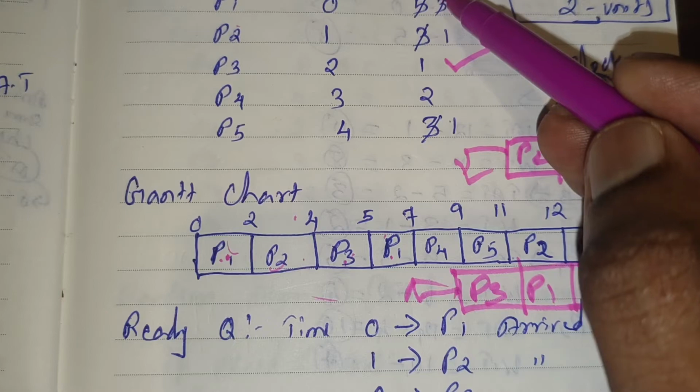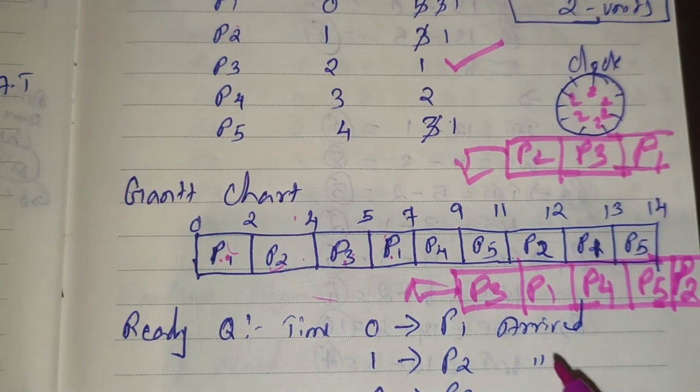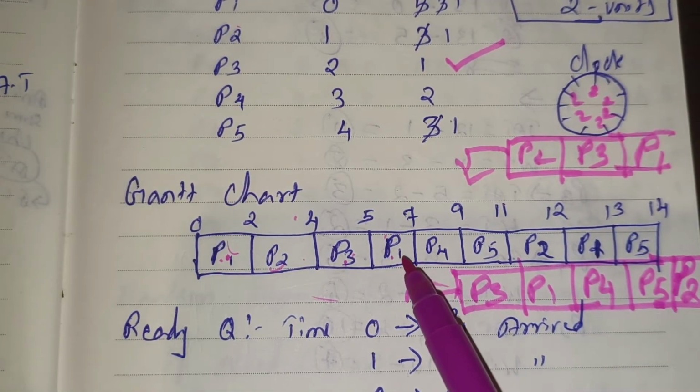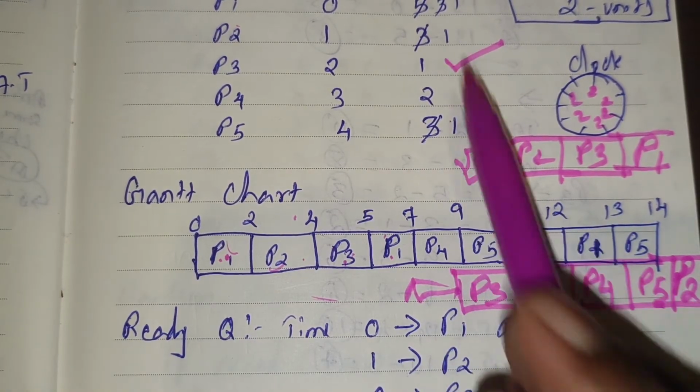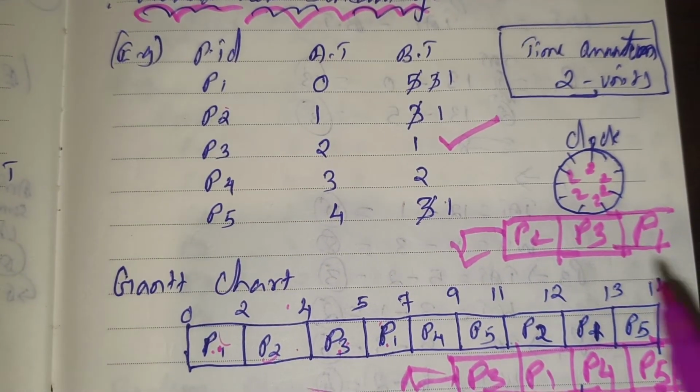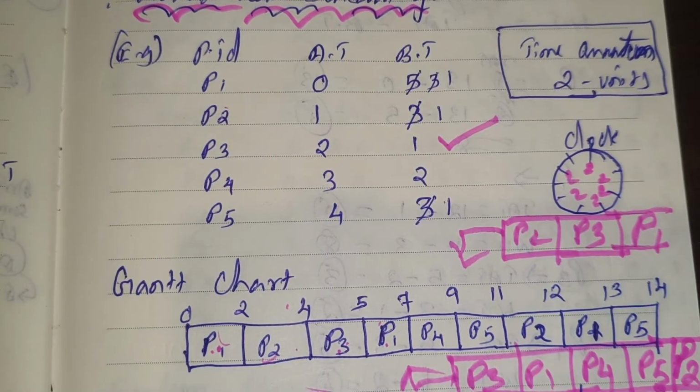By the time it has 3, now it has become 1. So this process P1 has yet to complete one more burst time. You can check it over here. Process 1 is yet to complete one more burst time. Again, it will come into the queue.